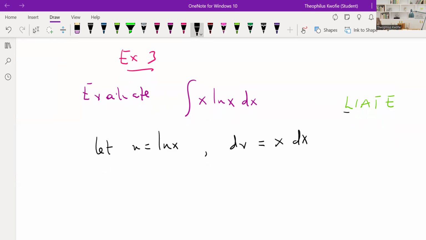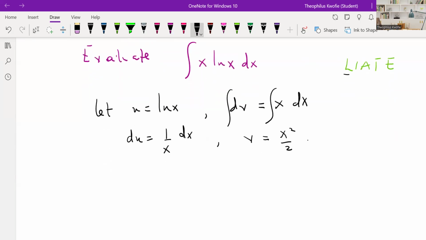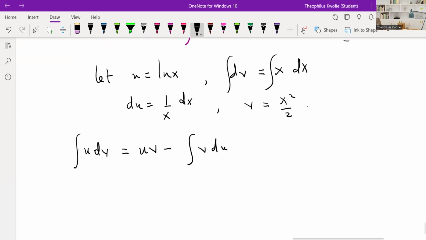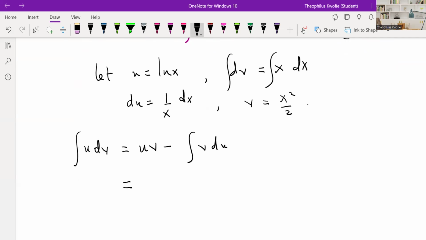So let's do that. My du will just be 1 over x dx. And then when I take the integral on both sides, I'll get v equal to x to the power 2 on 2. Now, remember, based on our formula, we have our integral of u dv equal to uv minus v du. Now, what is our u? Our u is ln x, and our v is x squared on 2.